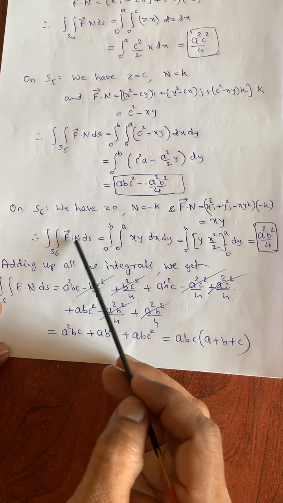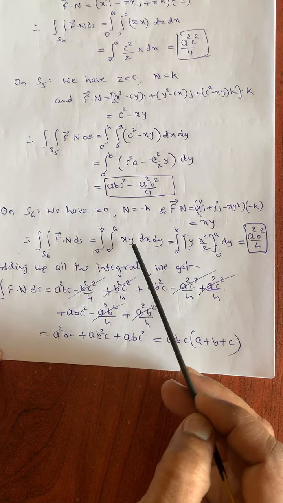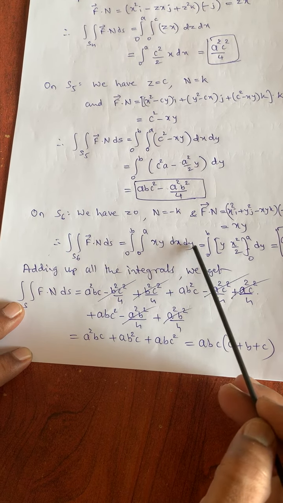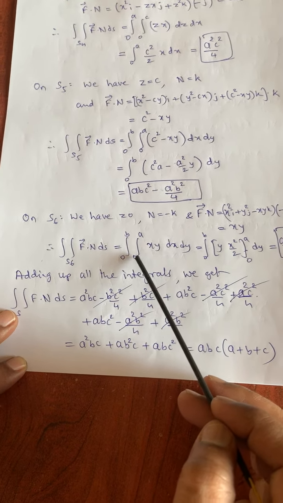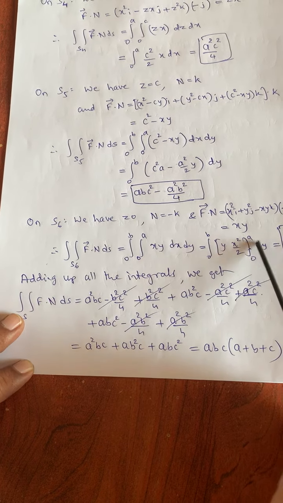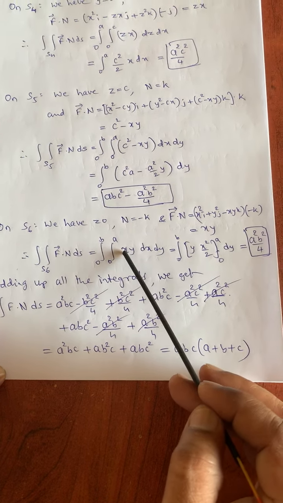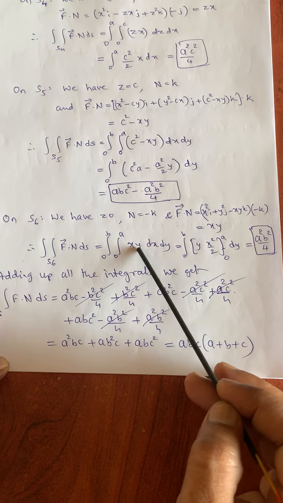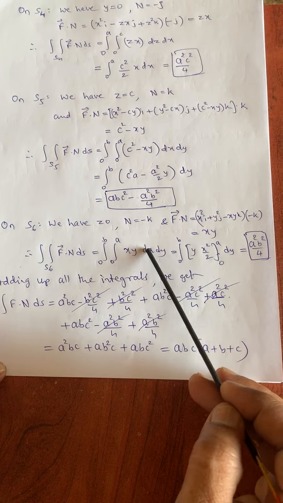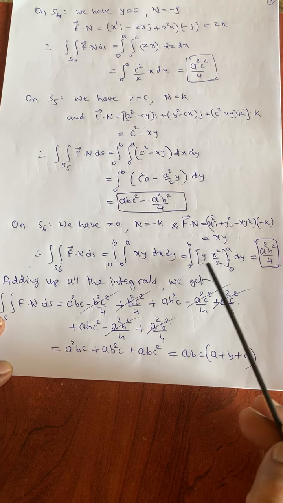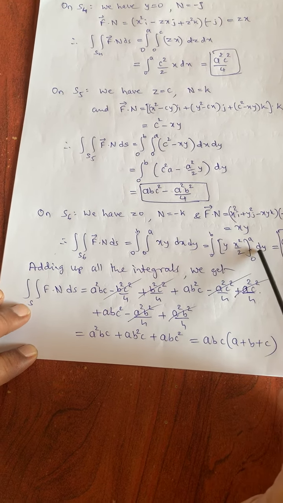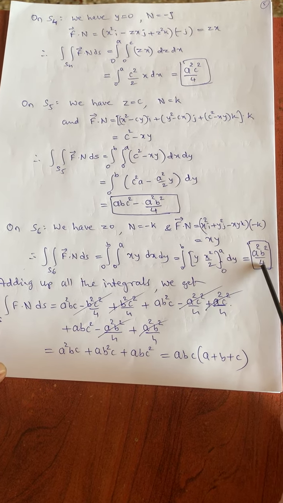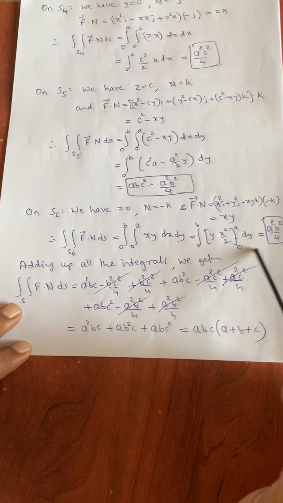Therefore the surface integral over S6 is the double integral of xy dx dy, where dS is dx dy. So integrating between 0 to a, we keep y constant, so y into the integration of x dx, which is x square by 2 over 0 to a. The resulting expression is integrated with respect to dy between 0 to b, giving a square b square by 4. So this is S6.